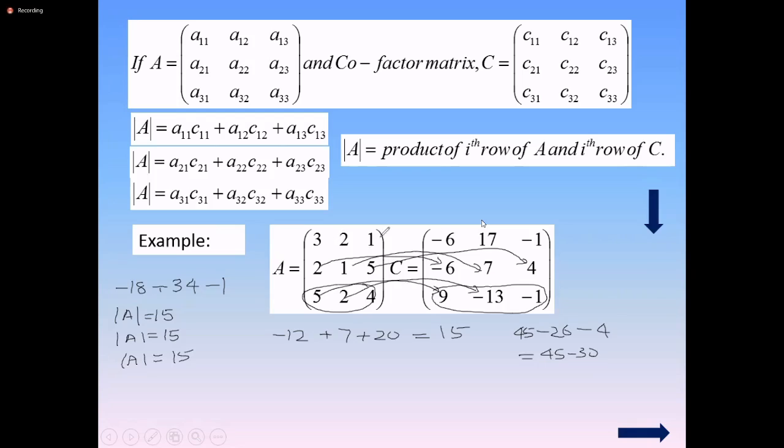Instead of selecting rows, you can select the columns also. Like this, I will explain it.